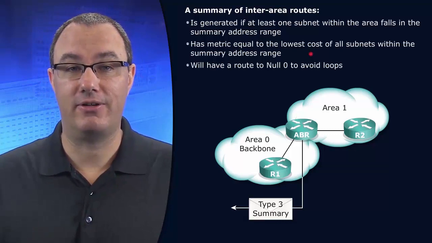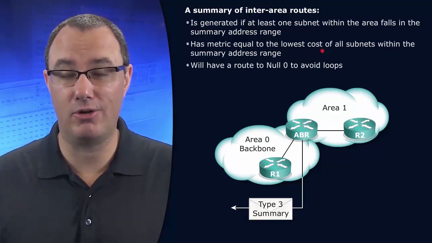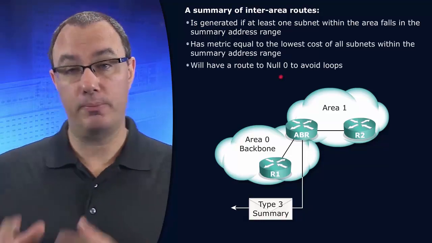What we'll get is the lowest cost. It could go either way theoretically, but it is the lowest cost. I had to choose one. We build a route to null zero. Don't be surprised by this.